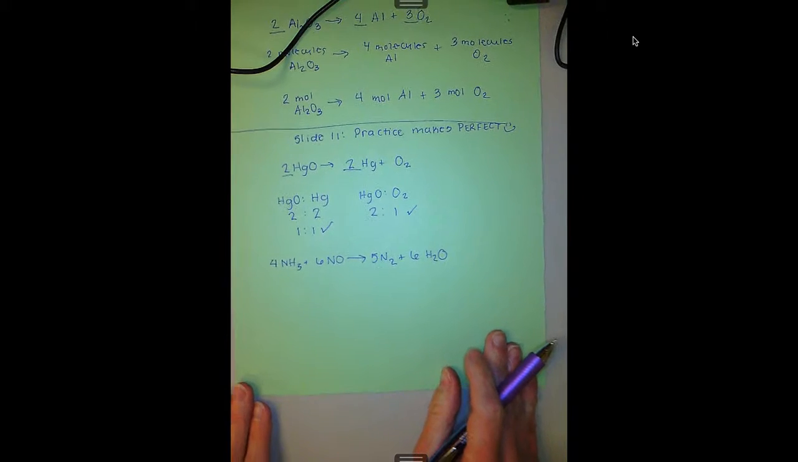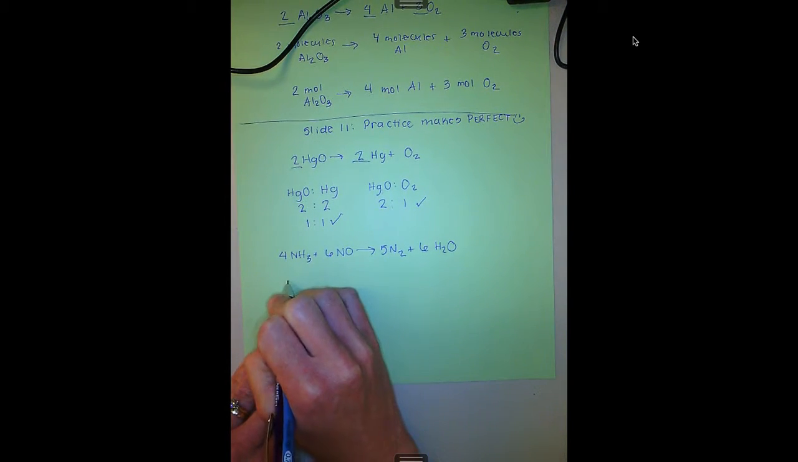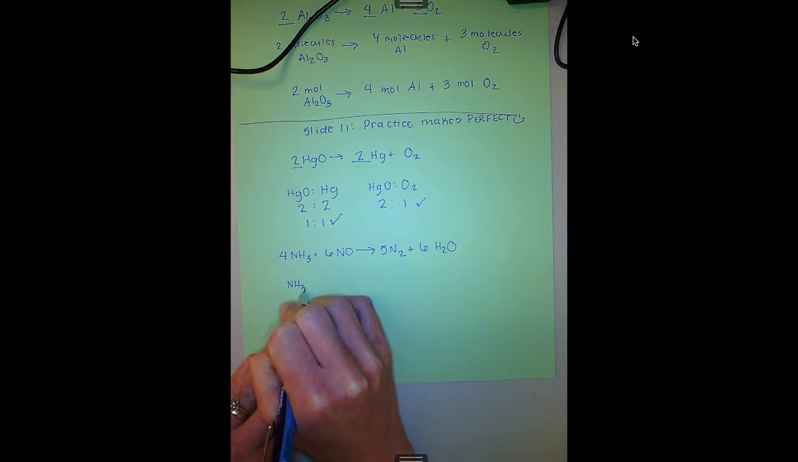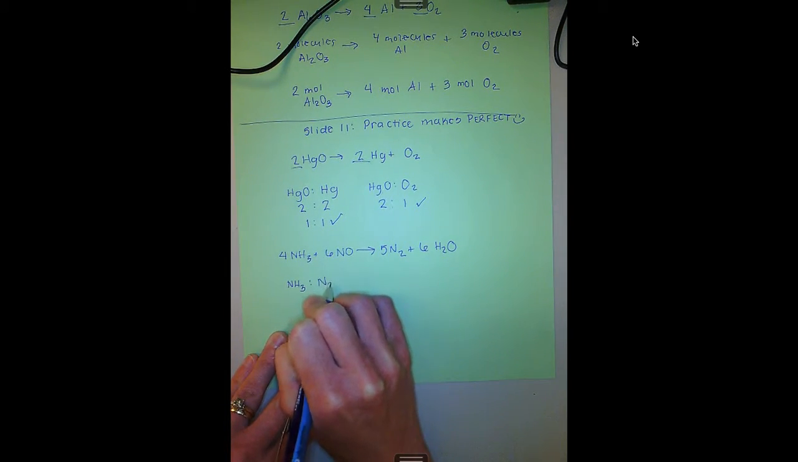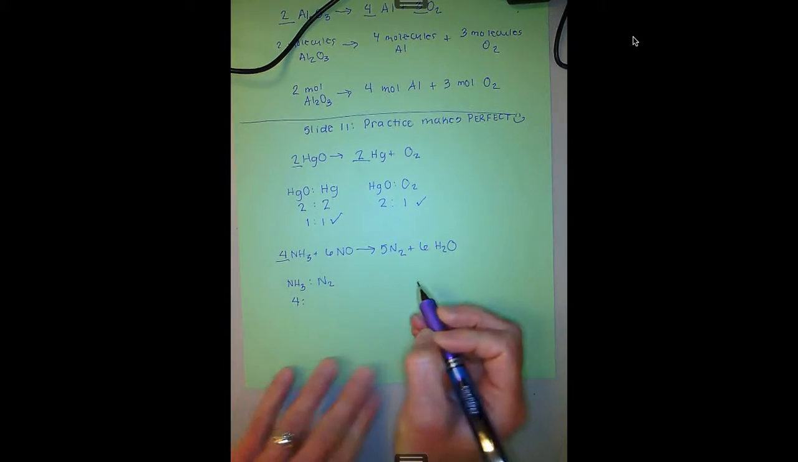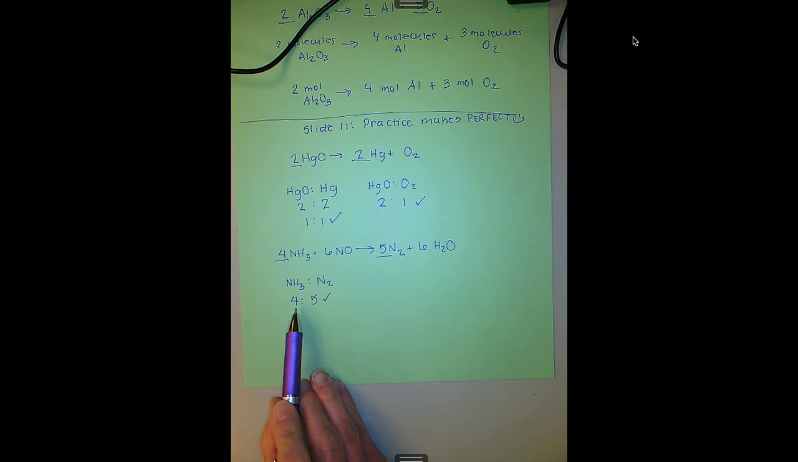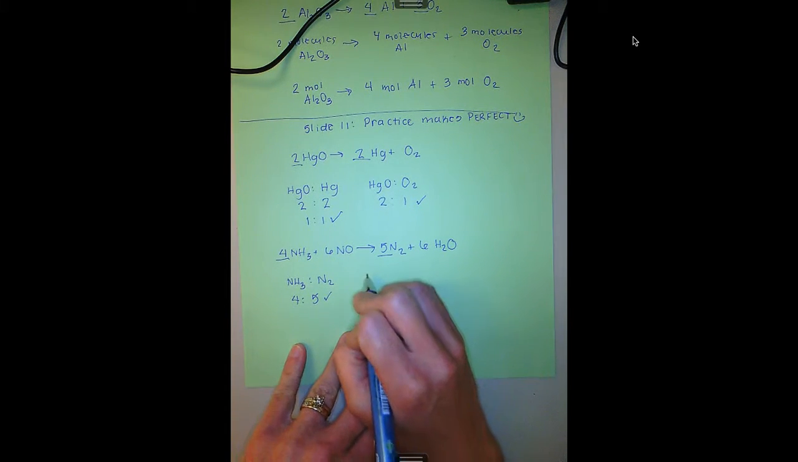So same thing, if I was trying to write as many of the mole ratios as I possibly could, let's just take a look at what's the ratio of NH3 to N2. So look at the coefficient in front of the NH3, that'd be a 4. Look at the coefficient in front of the N2, that would be a 5. And so for every 4 moles of NH3 that we have, 5 moles of nitrogen are produced. Let's take a look at another one.